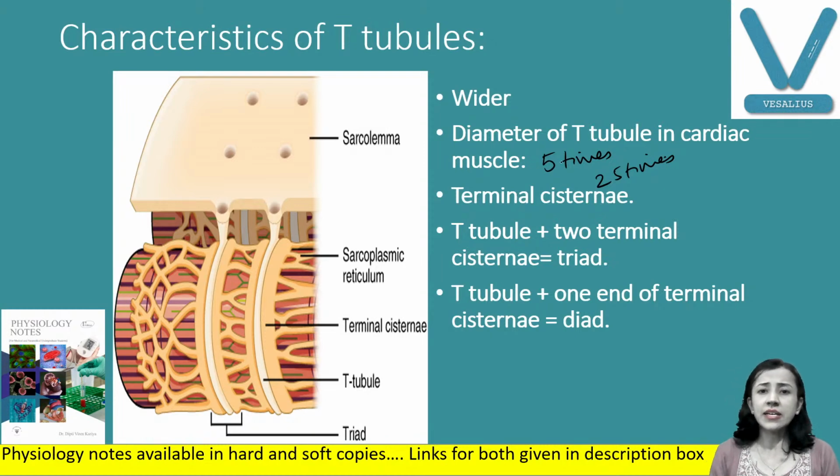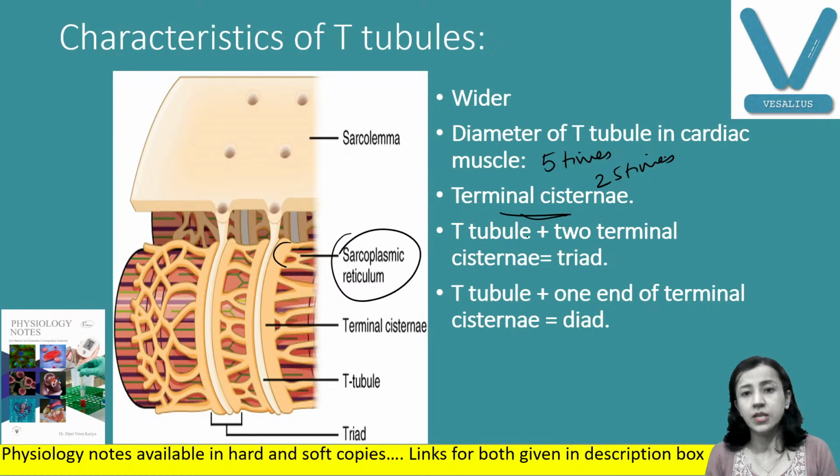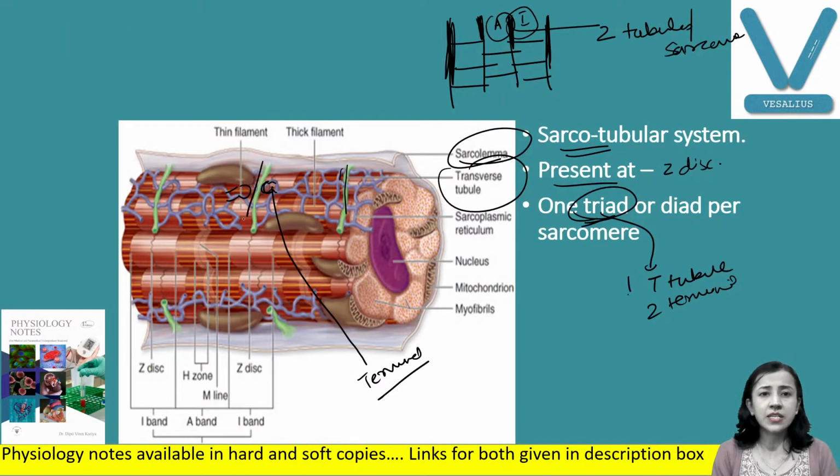Okay, the terminal cisternae we have already discussed, that is the terminal part of the sarcoplasmic reticulum that is dilated and forms the terminal cistern. So there is a triad. Okay, and sometimes there is a dyad also. Dyad means only one terminal cistern is present. As you can see here, there are not two terminal cisterns. Somewhere only one terminal cistern is there, so that it forms a dyad.